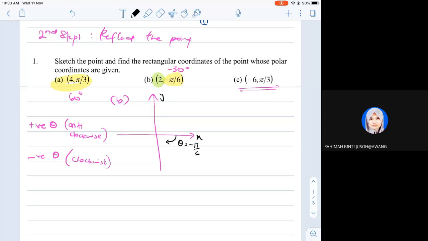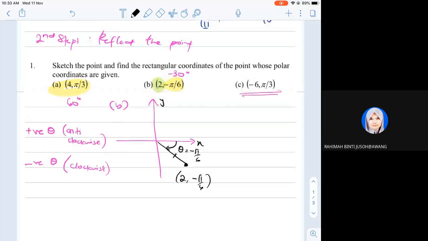Nak panah ke bawah, dia ikut arah jam lah. So the radius is 2. This is 1 and 2. So this is the coordinate of 2, negative pi over 6. Understand, guys? Yes. Okay, good. So that's the coordinate. No need for you to reflect. Tak payah reflect. Question B tak perlu reflect sebab the negative belongs to the angle, not the radius.